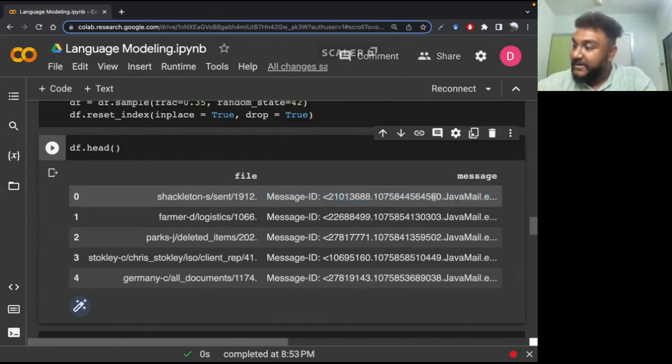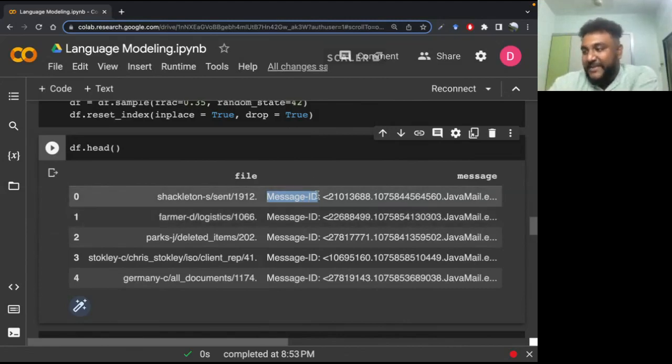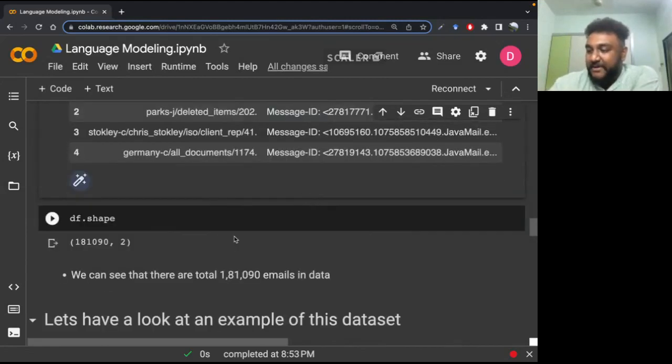If we start building models with this, right, don't you think it's highly probable it will always predict this message ID because it's always going to appear, right? So it's always going to try and predict things like this. So we don't want this. We have to get rid of this before we go ahead with solving the problem. So that is why we are going to use the email library to do that.